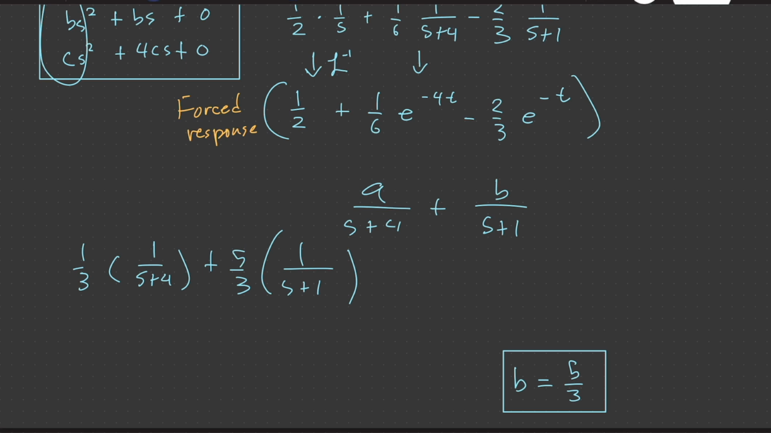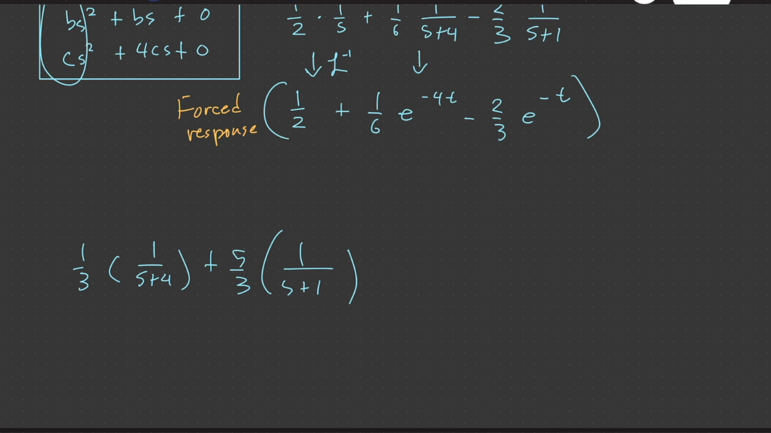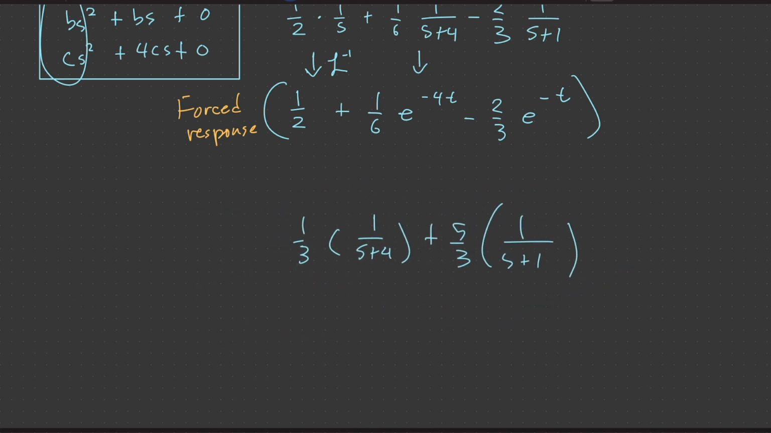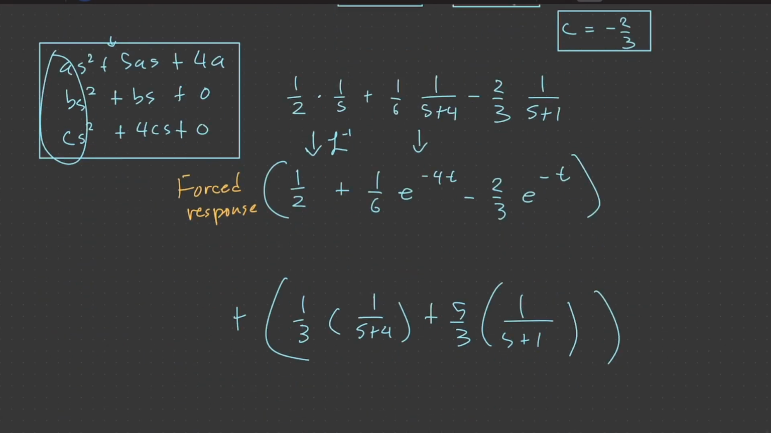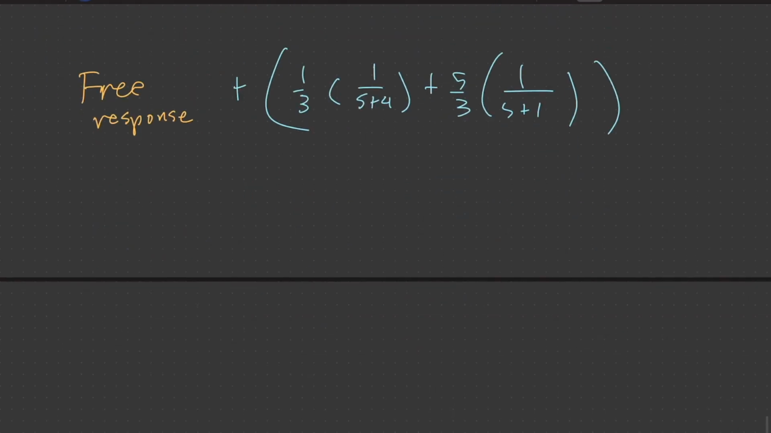Now I can erase these. This will be, because I distributed my negative already when I did all this, this will just be a plus, right? And this will be the free response. Again, the free response deals with the initial conditions, right? All of these terms have to deal with the initial conditions in our original equation. So next, we're going to go ahead and do the complete response.